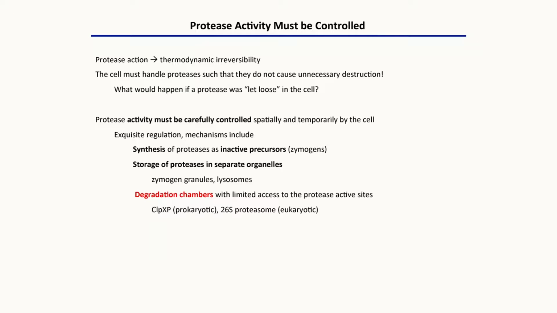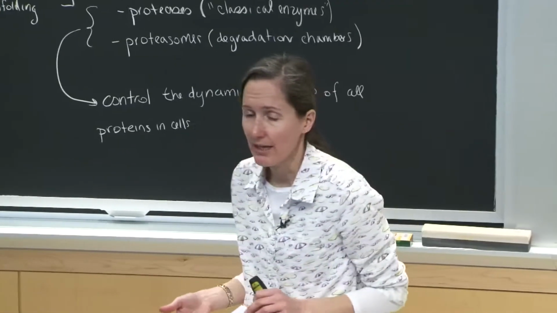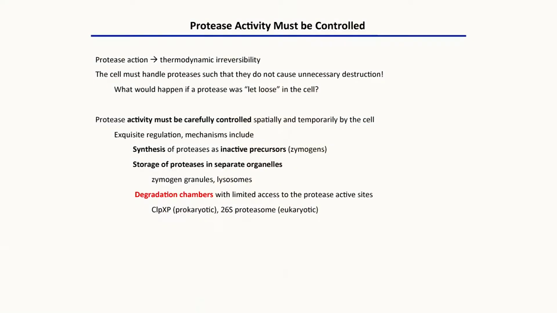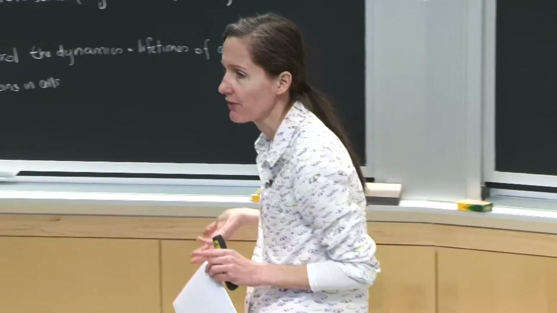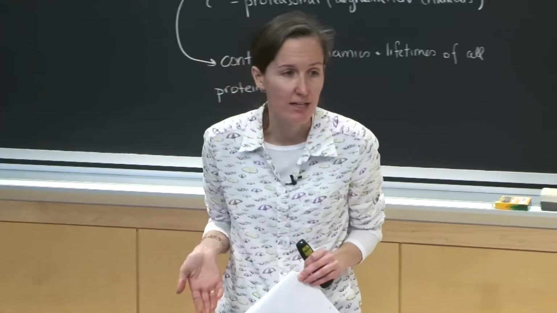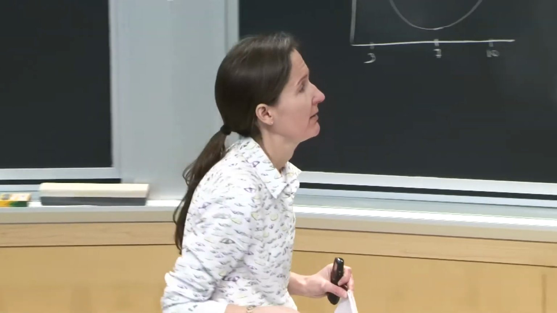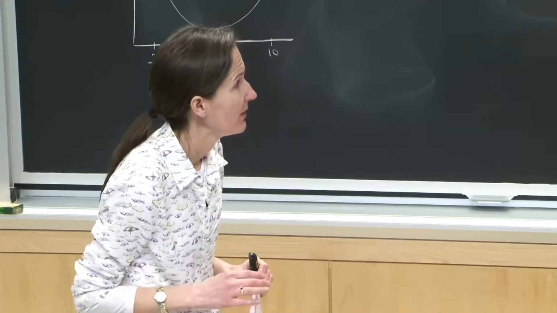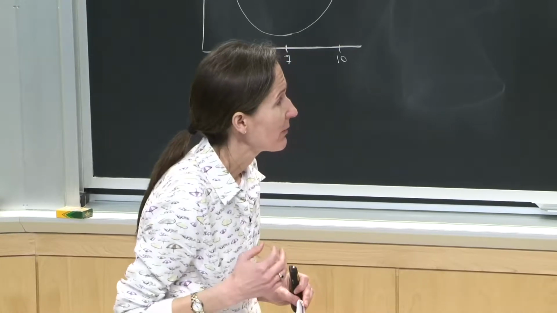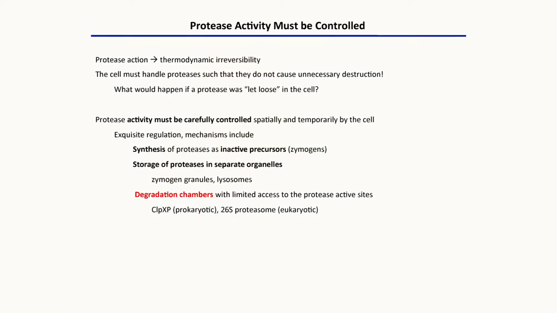So we can think about proteases as being irreversible biological switches, that these reactions are irreversible. And what does this mean from the standpoint of the cell? It means that the cell needs some way to handle and deal with these proteases, right, such that they don't cause unnecessary hydrolysis of polypeptides. That would be very deleterious to the cell, right, if a protease was running rampant and hydrolyzing proteins that it shouldn't here. So what are some strategies that the cell can use?